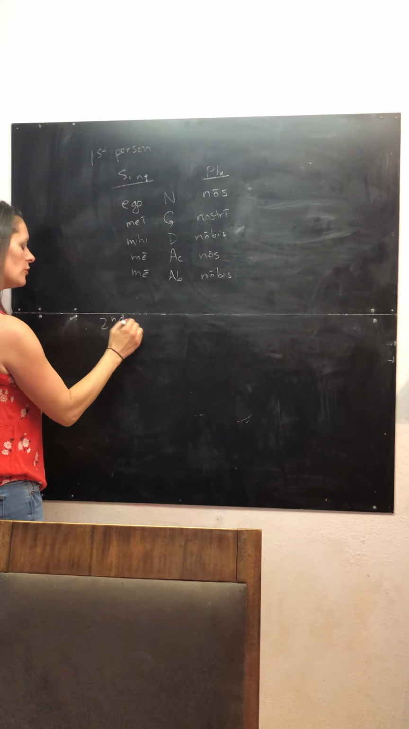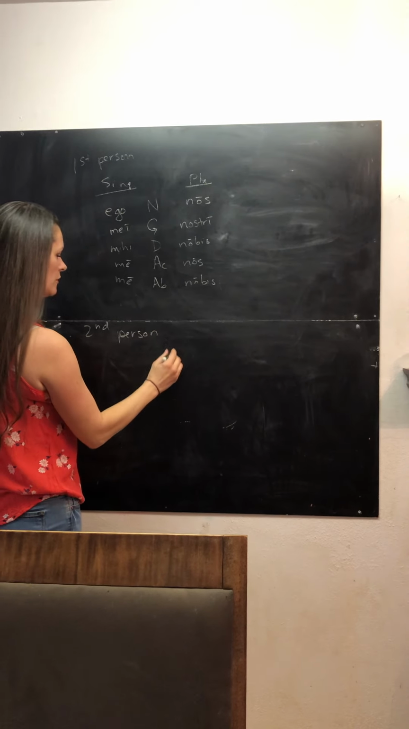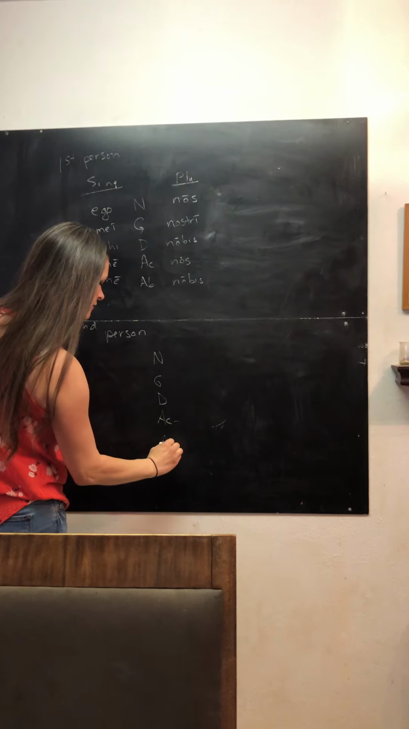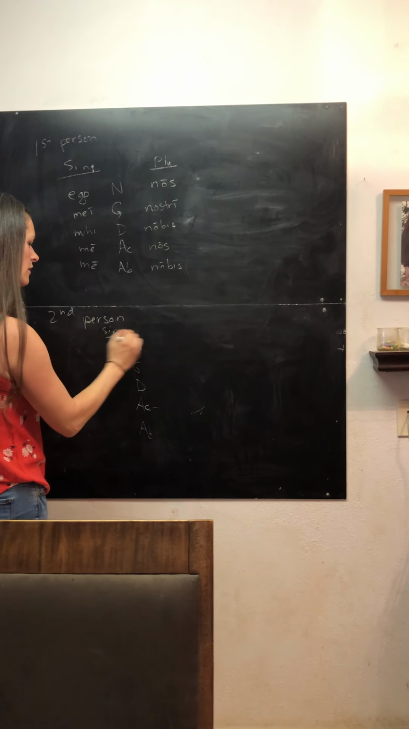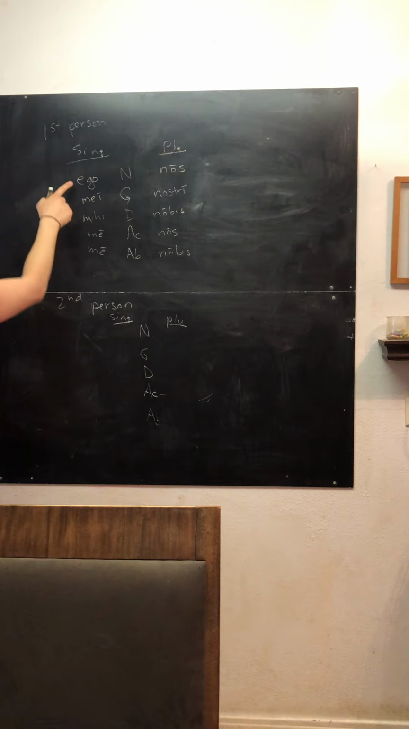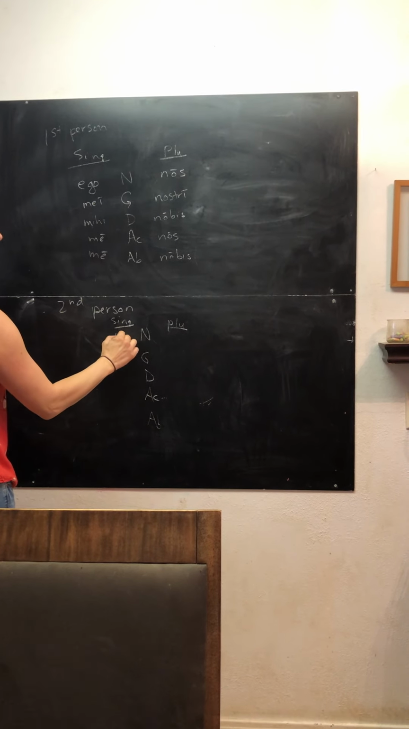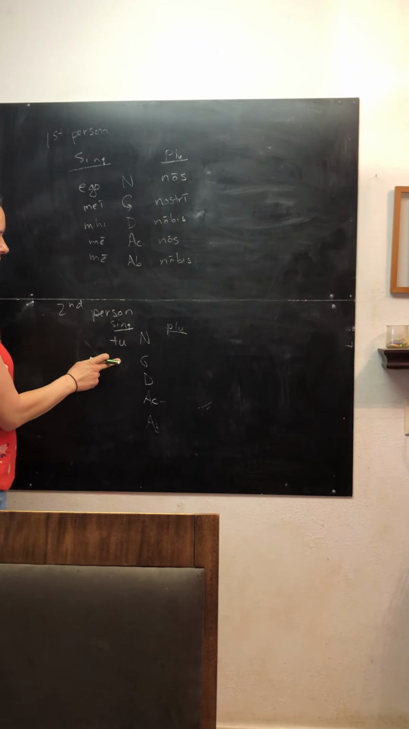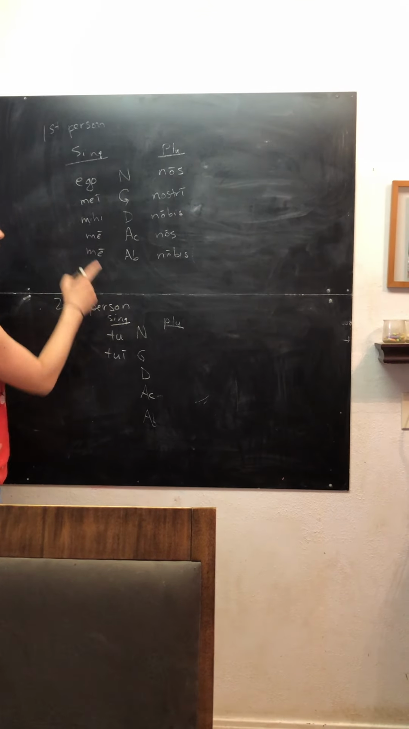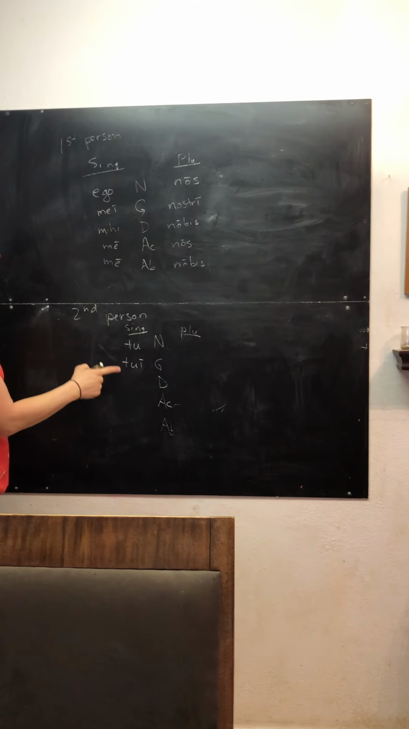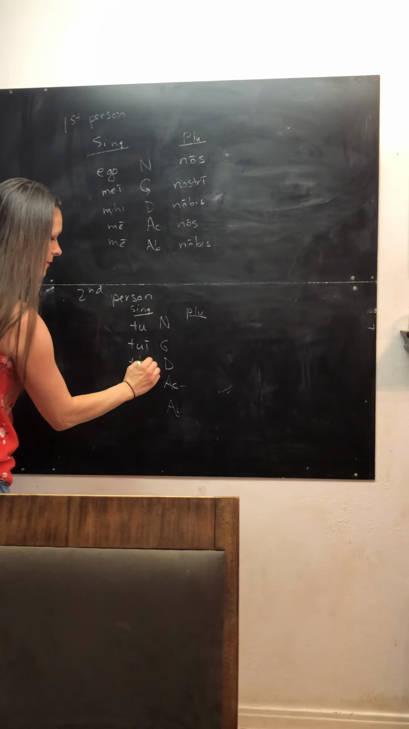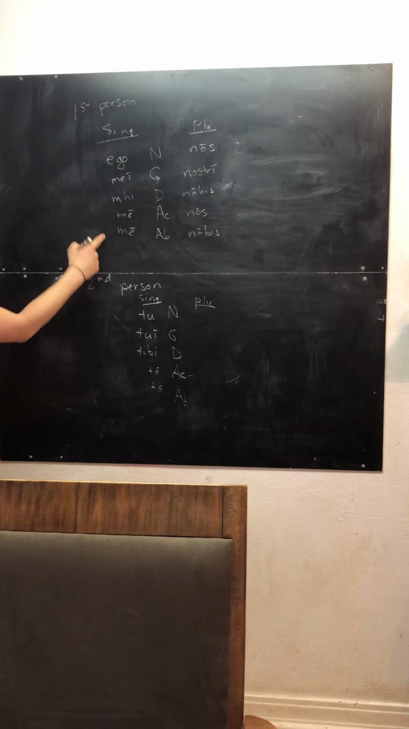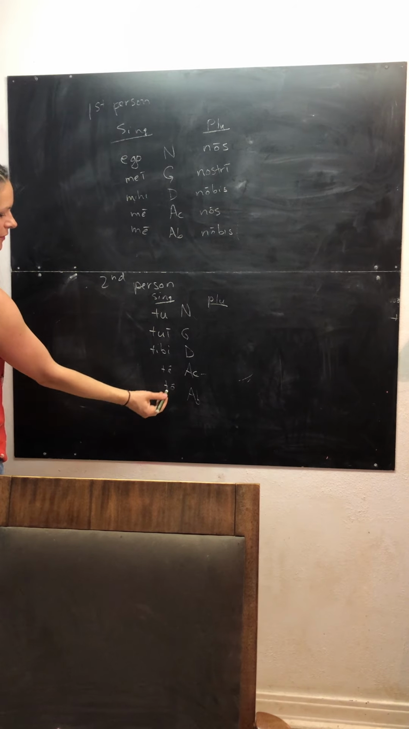Now our second person pronouns are really similar to the first person pronouns. So let's do our nominative, genitive, dative, accusative, and ablative, singular and plural. Now instead of ego, it's tu. You. And again, if you've taken Spanish, that should look really familiar. Tu. In the genitive, tui, similar to mei. Then tibi, te, te. You see the similarities between the first and second person pronouns.